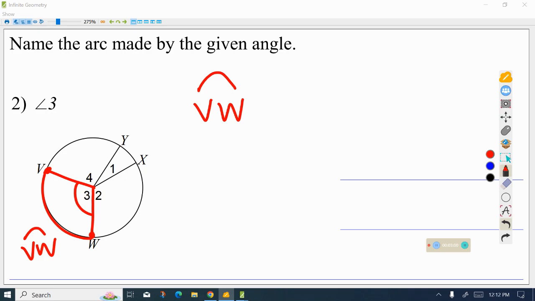You could also say WV, but I like to write things in alphabetical order just in case so we don't get too confused by having 3 different answers. But you could also write WV. It wouldn't be totally incorrect. So now we'll move on to number 3.